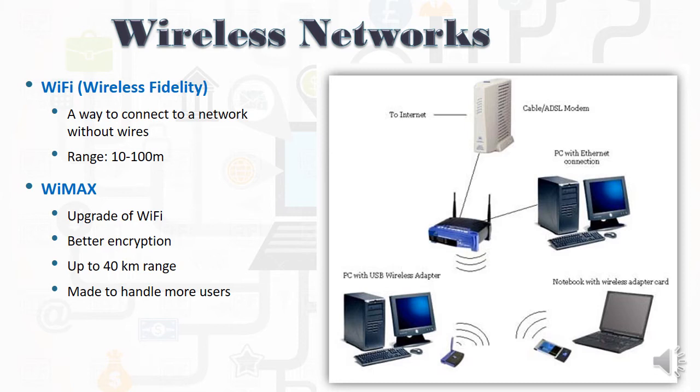Wireless networks can work off Wi-Fi, which stands for wireless fidelity. This is a way to connect a network without wires. The range is usually from 10 to 100 meters. An upgrade of Wi-Fi is called WiMAX. This has better encryption, so it has more security, more difficult to tap into what's going on the network. It can carry on up to a 40 kilometer range, and it's made to handle more users.